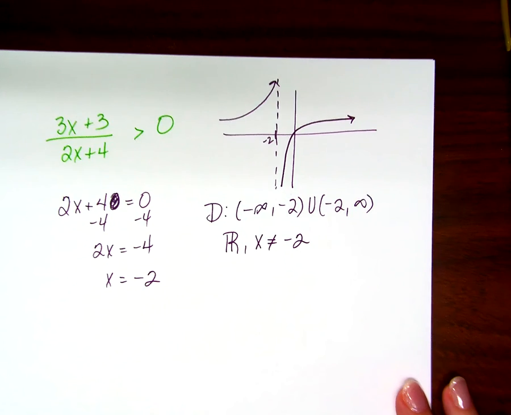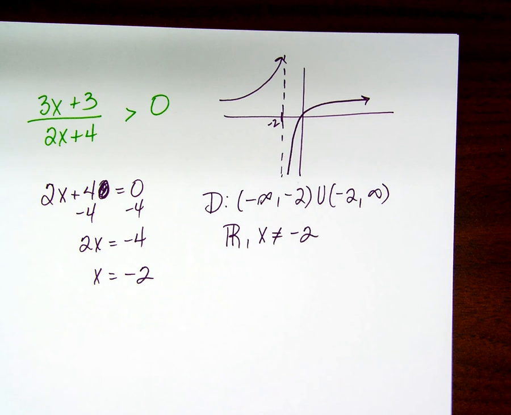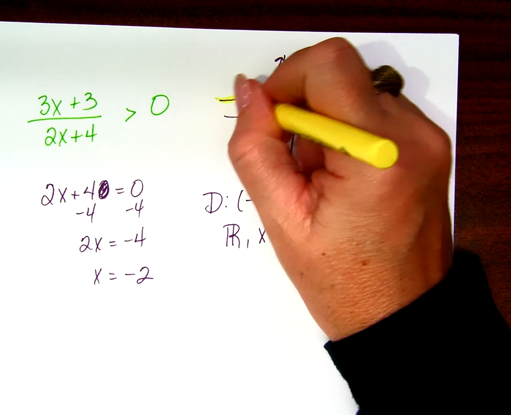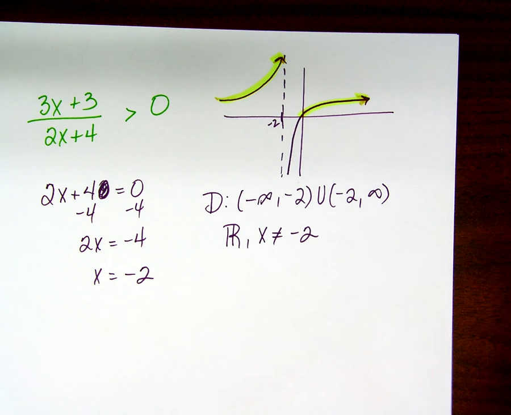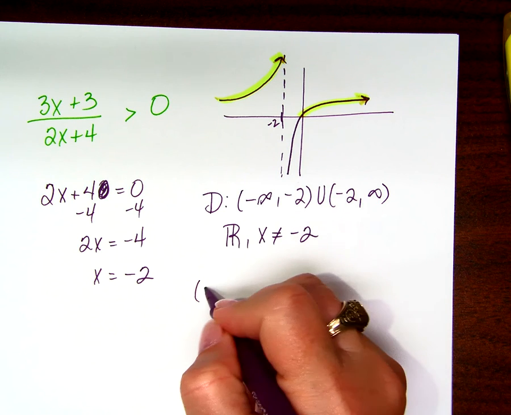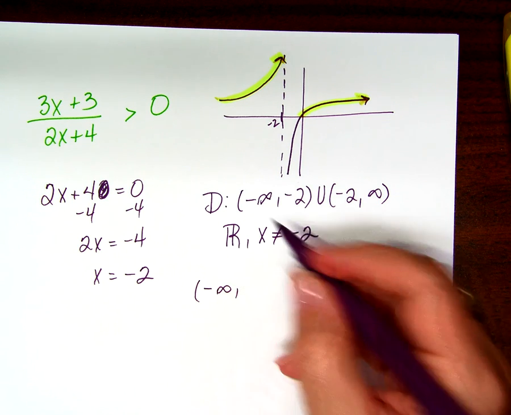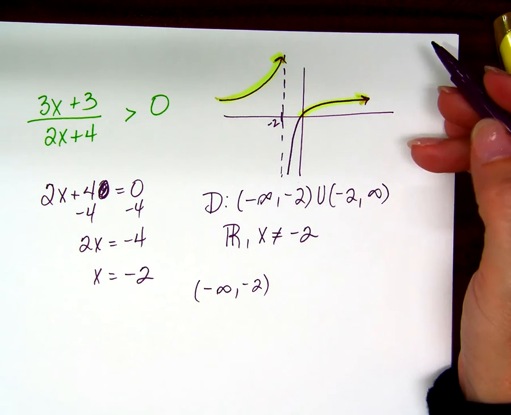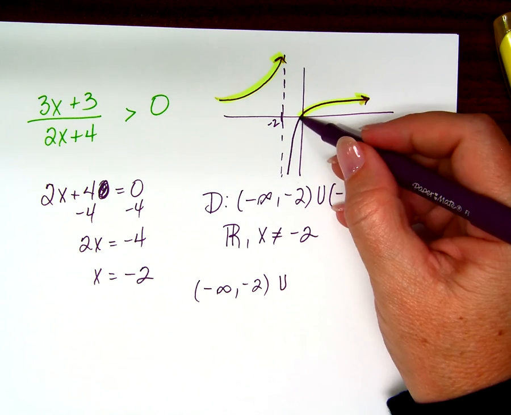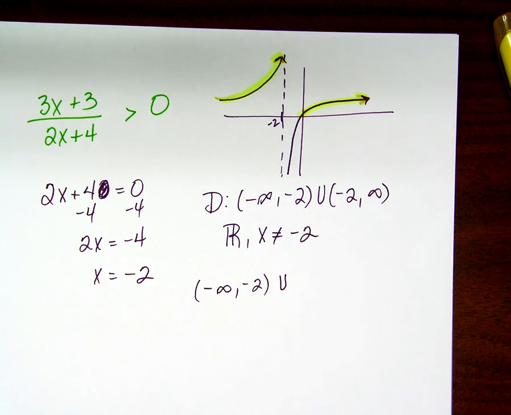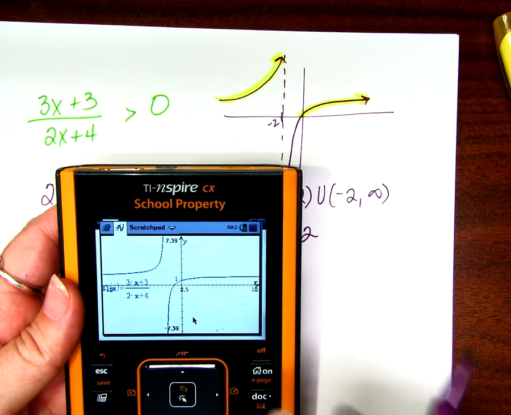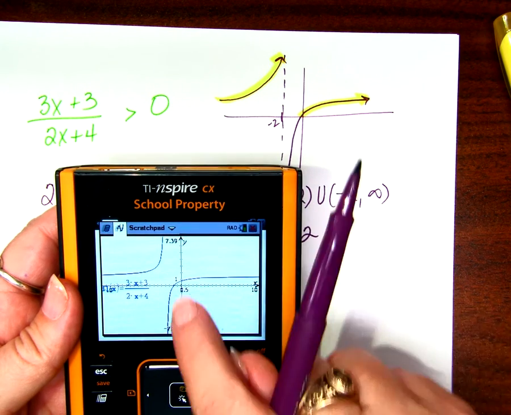So what does that mean as far as the solution goes? Well, where's my solution? Here and here, right? So how do we write that? We write everything from negative infinity to negative 2. That can't be part of my answer because it's an asymptote, right? But then where does it start? Right there. Where is that? Well, again, I can use my calculator skills to figure out where that is.